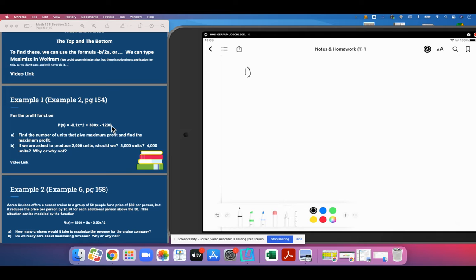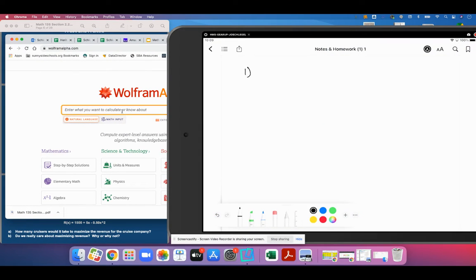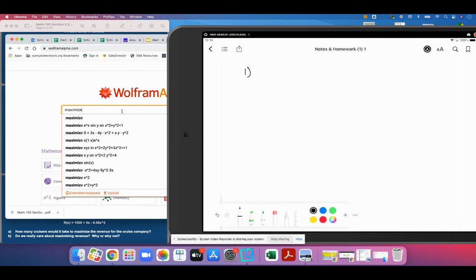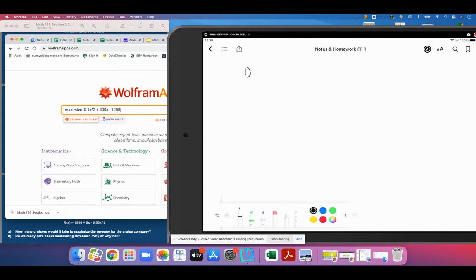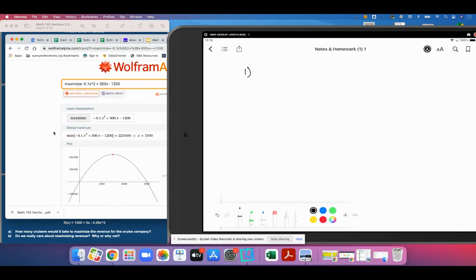So as I've done in the past, in the previous one, I don't feel like typing this out. So I'm just going to copy the piece that I want. Again, Wolfram would kind of trip out if I put this in there, so I'm only going to copy this piece. I'm going to drop that right into Wolfram after I type the word maximize. So again, maximize is finding the highest point on a frown-faced arc, and we'll see that in the graph that Wolfram is going to provide here as well.